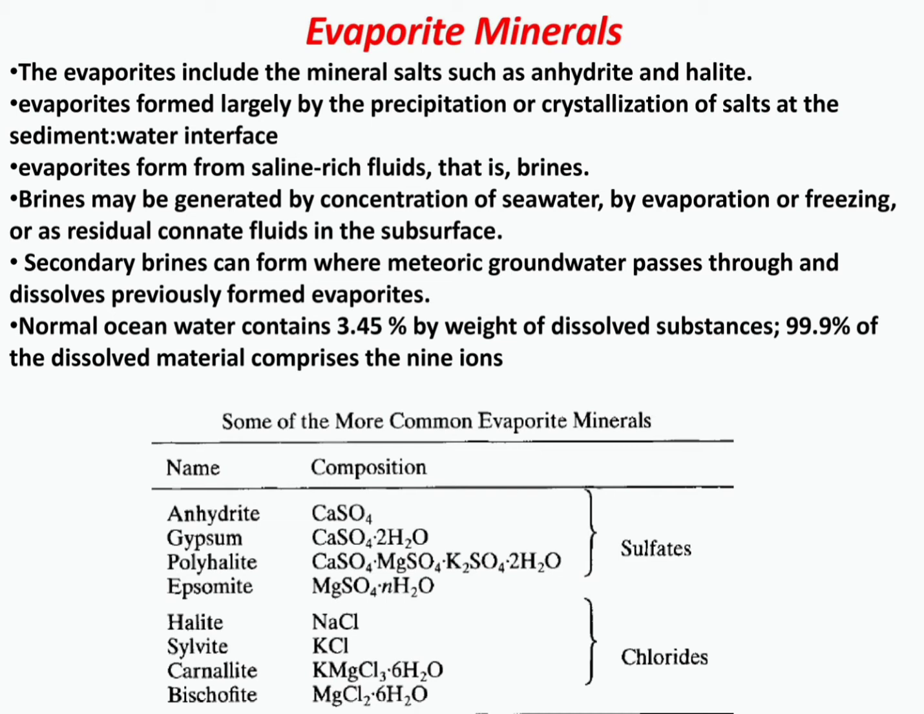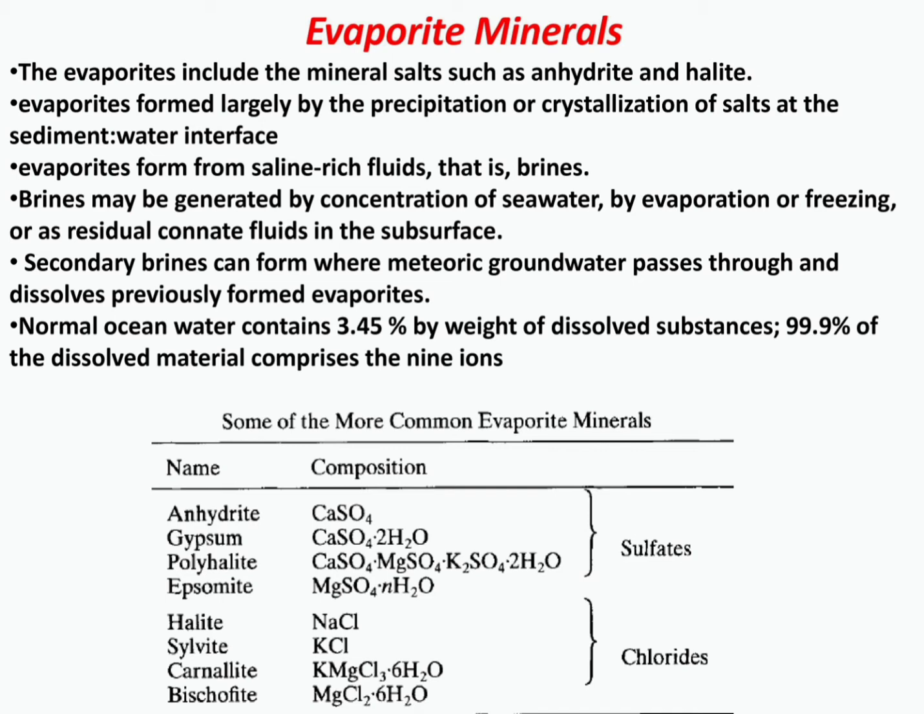We will be studying evaporite minerals. As we have read earlier, in evaporites we are going to see anhydrite, halite and potash salt. Now, how do these evaporites form? They form largely by the precipitation or crystallization of salts at the sediment water interface, meaning at the bottom of the sea you are going to see evaporites. At that place they get crystallized, or you can say precipitate.